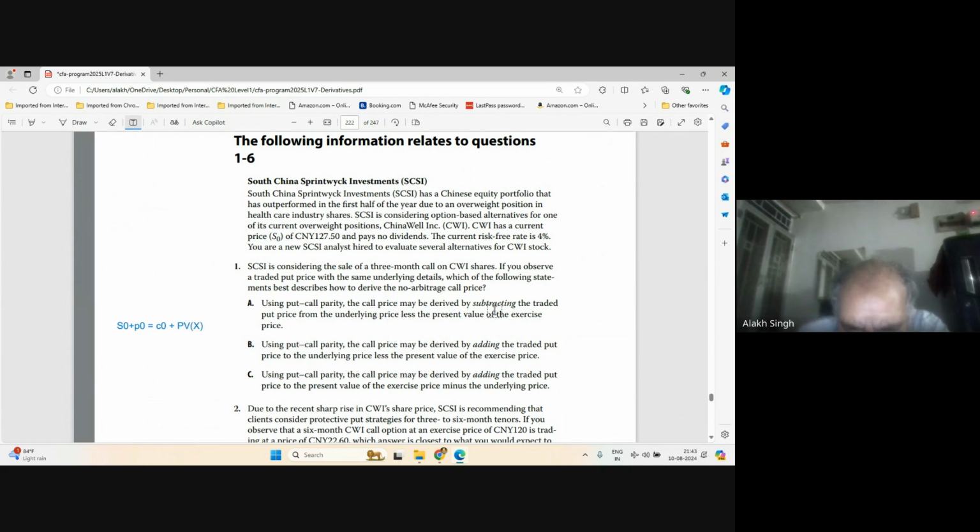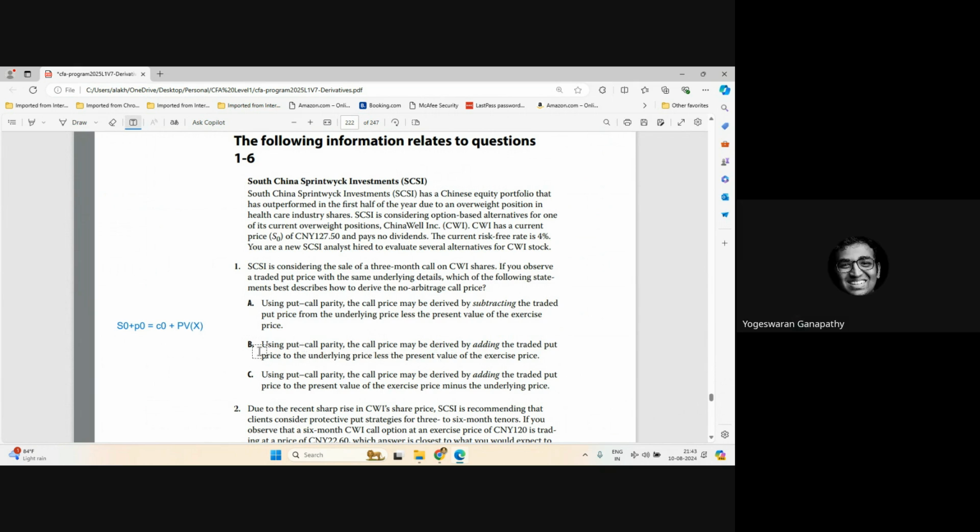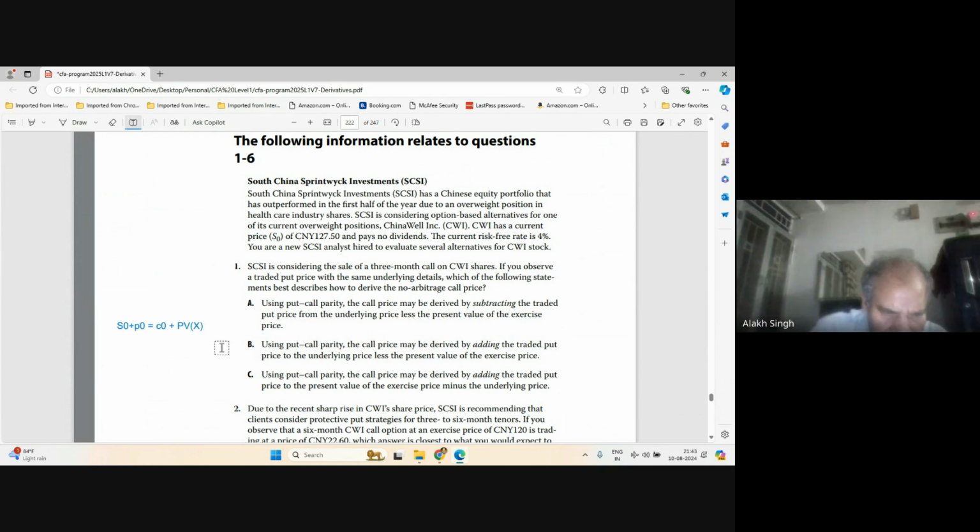So the call may be derived by subtracting the traded put price. No, it is S0 plus P0. It has to be added. So the call price may be derived by adding the traded put price to the underlying price minus the present value of X. B is the correct answer. Yes, sir. B is the correct answer.